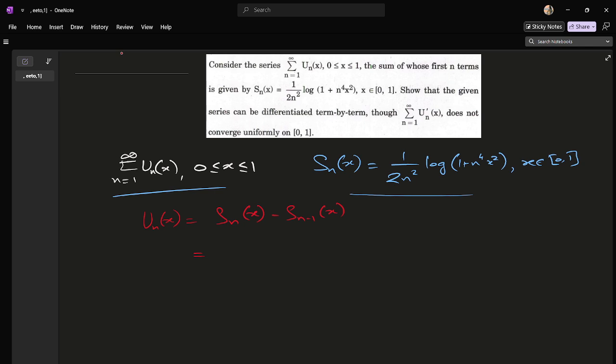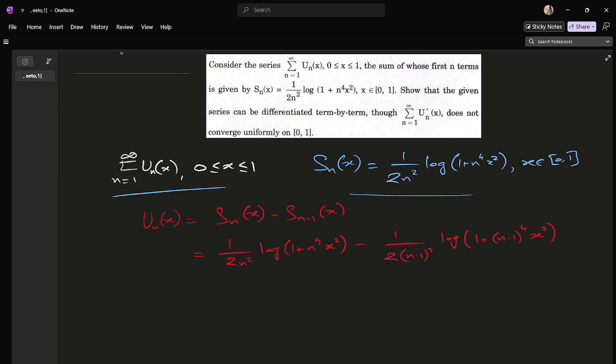So that will be what? We have to put the values, and we have to put n minus 1 in the position of n in this part. So we get this.